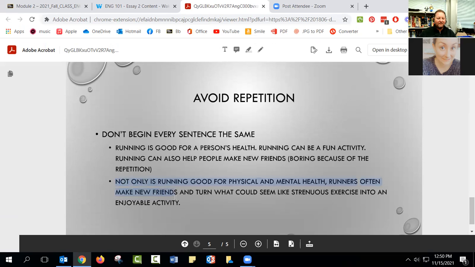But if I can say the same thing differently: not only is running good for physical and mental health, runners often make new friends and turn what could seem like strenuous exercise into an enjoyable activity. Oh, this was much easier to read, right? I almost fell asleep reading this sentence, right? But this one, I'm still saying the same thing, but the style is so vastly improved. My word choice is better. I'm being more concise. I'm not following the same repetitive sentence structure. I've combined all of them into one long, compound, complex sentence.